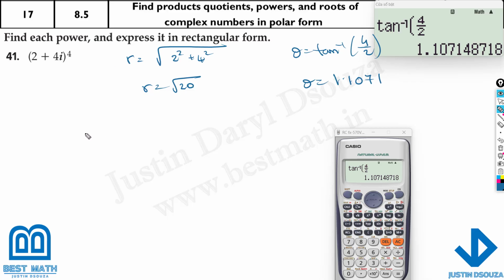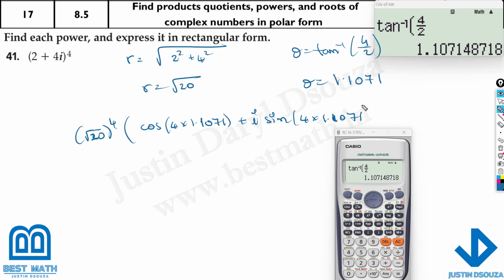And we have to do, I'm directly going to write square root 20 raised to the power 4. Then we have multiplied by cosine of 4 times 1.1071 plus i sine of 4 times 1.1071. Here we go. And then we just put this in the calculator. Square root 20, open it up. Sorry, it's not squared, it's power 4. It's 400.